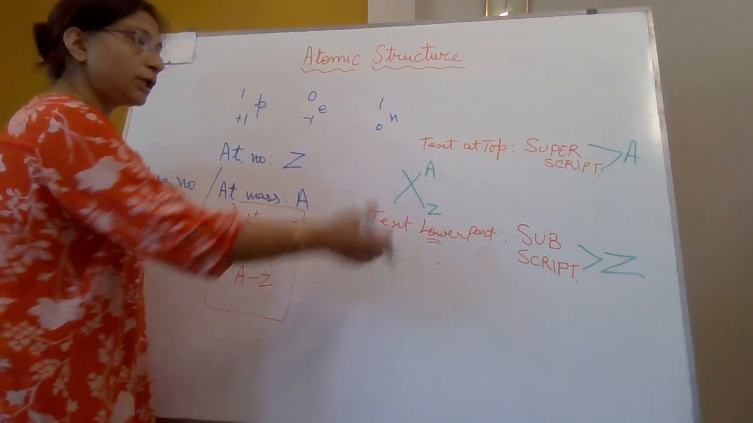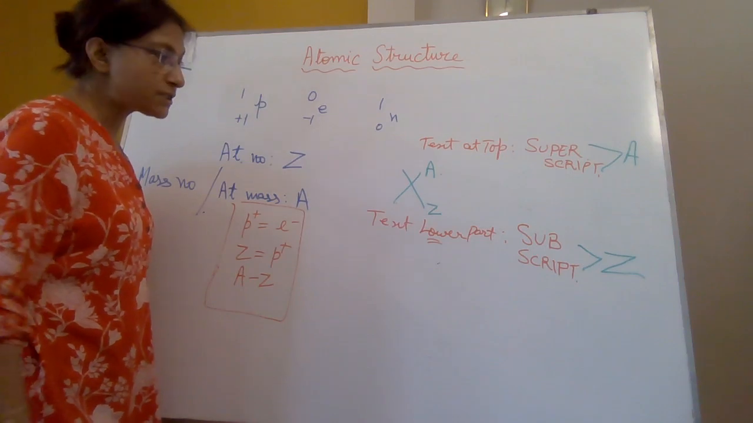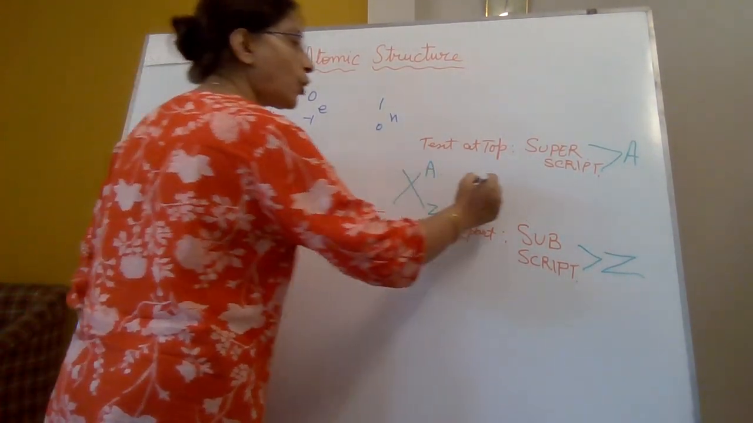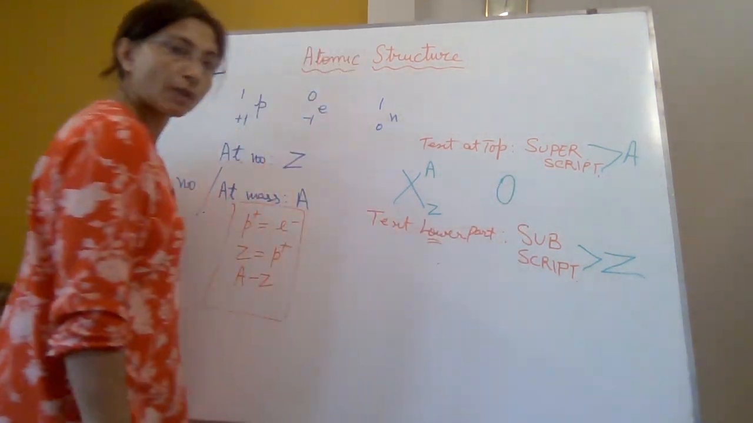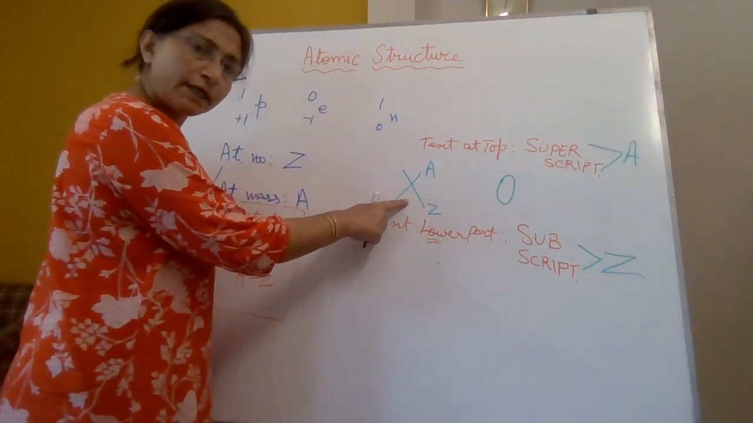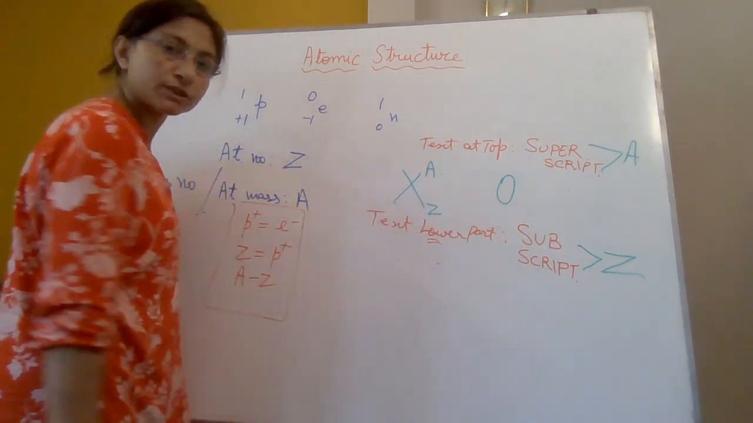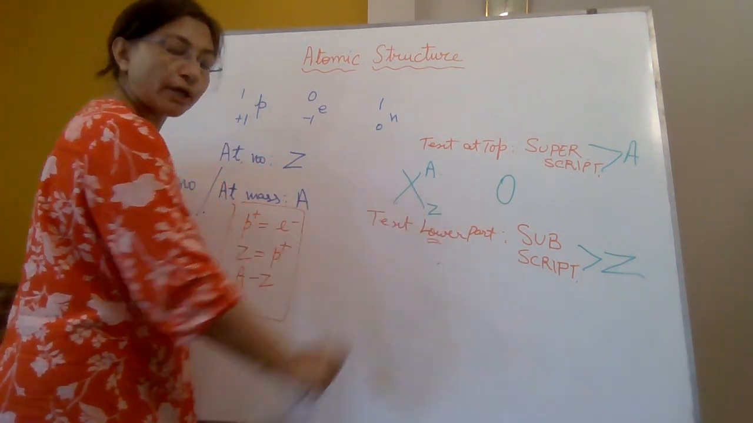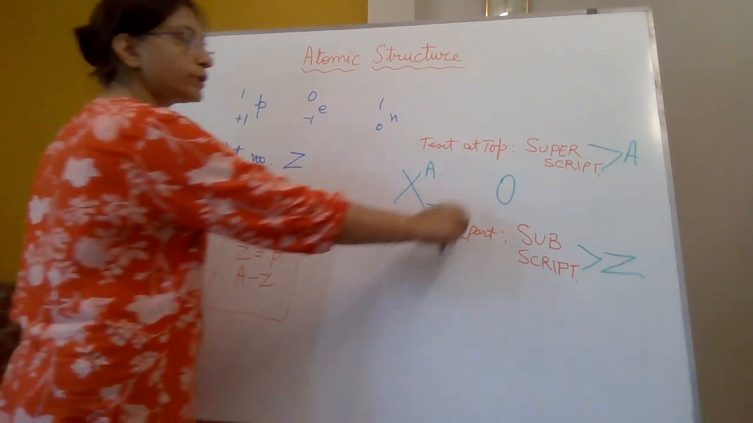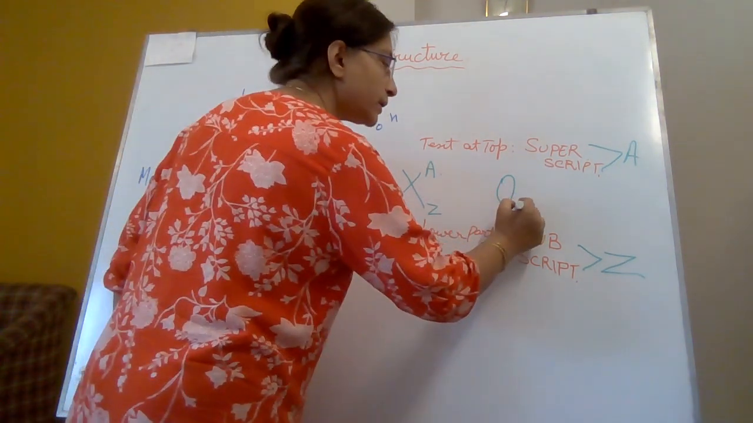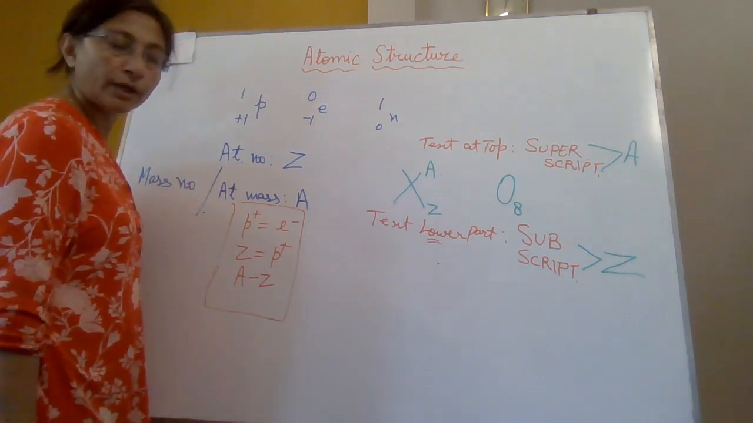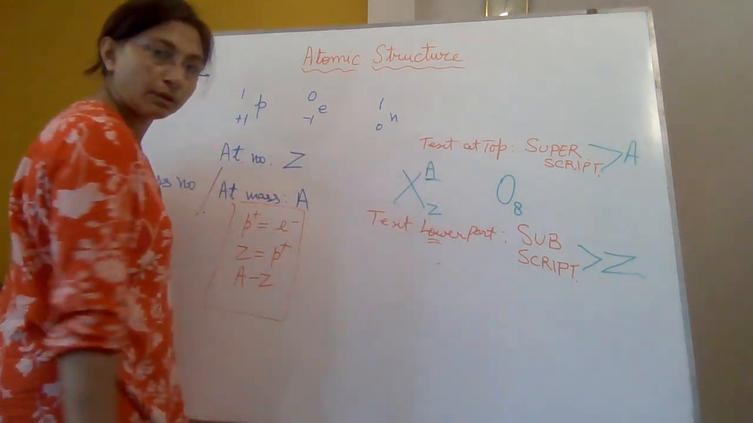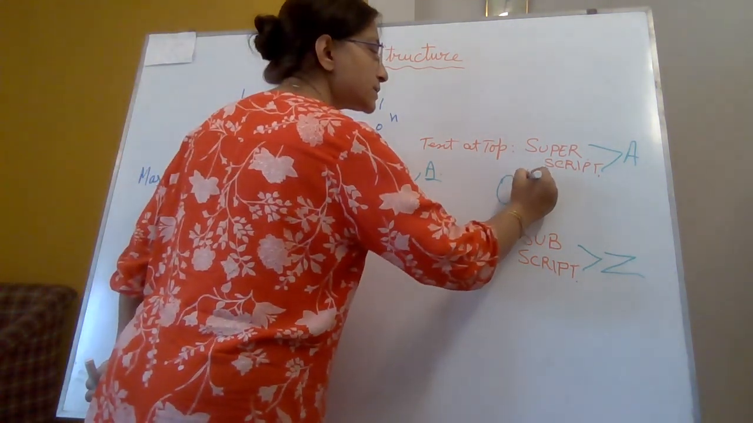Fine. Now let us take a specific example. Let me take the example of oxygen. Now X was any element. Here we are taking oxygen as the element. At the subscript, I am going to write its atomic number. So what is the atomic number of oxygen? That is 8. Right? And in the superscript, what am I going to write? The mass number. So that is going to be 16.